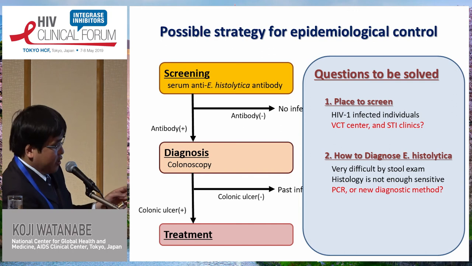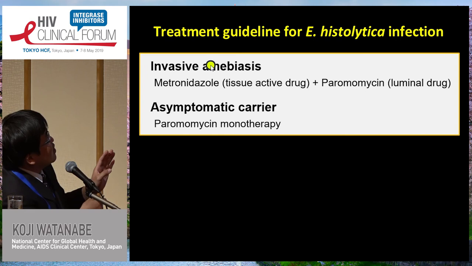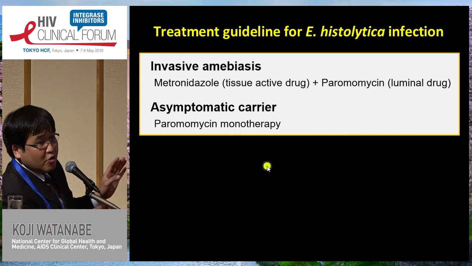And how to treat. This is the last one. This is a treatment guideline for E. histolytica infection. For invasive disease, metronidazole and paromomycin are recommended. On the other hand, for asymptomatic carriers, paromomycin monotherapy is recommended.